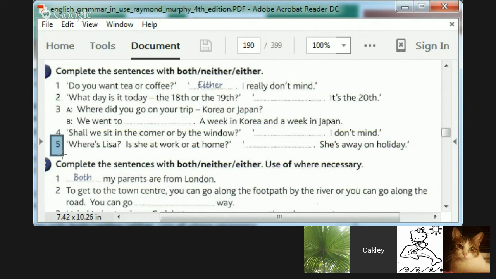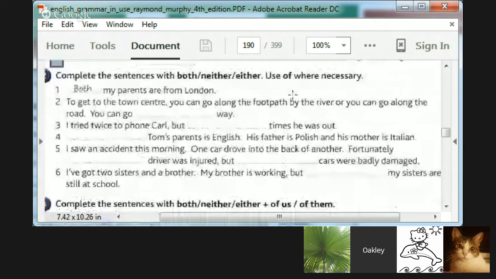Heidi, number 5. Where's Lisa? Is she at work or at home? Neither. She's away on holiday. Okay. Again, the negative. Same thing. We're going to continue. In some cases, you might feel that you need to use of. Well, you guys were already doing this, actually. Continuing.